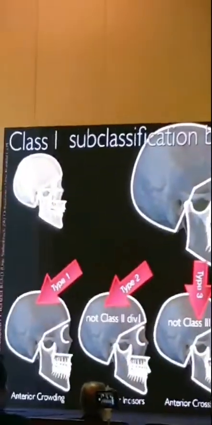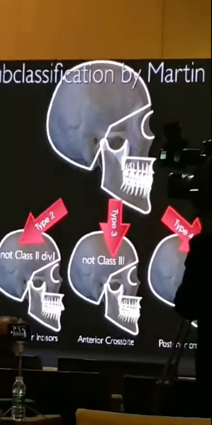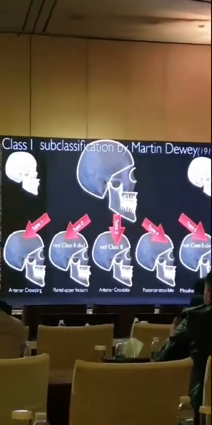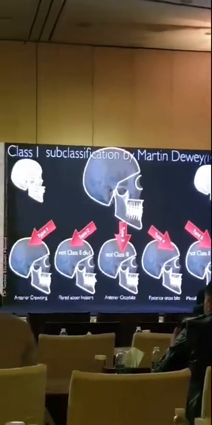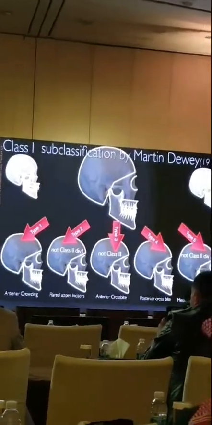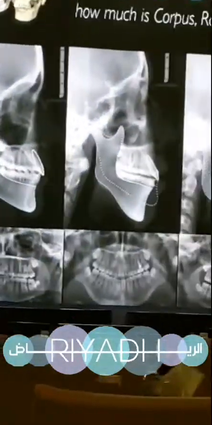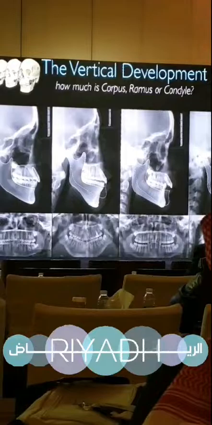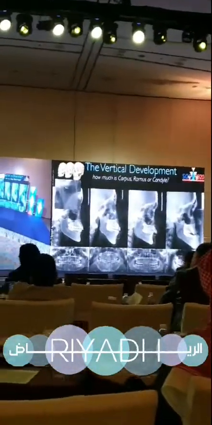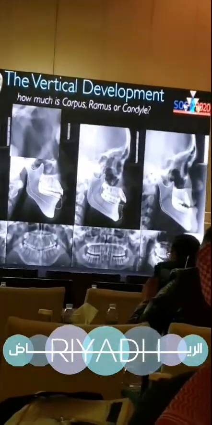So looking at Class 2 cases, before we look at Class 2 specifically, I want to clarify the issue that we are looking at Class 2s sometimes that are Class 1s. Now we know by Martin Dewey from 1950 that he put Class 1s into 4 different types, and 2 of these types are often confused with Class 2. And we can see this if we look at their OPTs here, that the shape and size of the condyles and the glenoid fossas differ and vary from patient to patient.